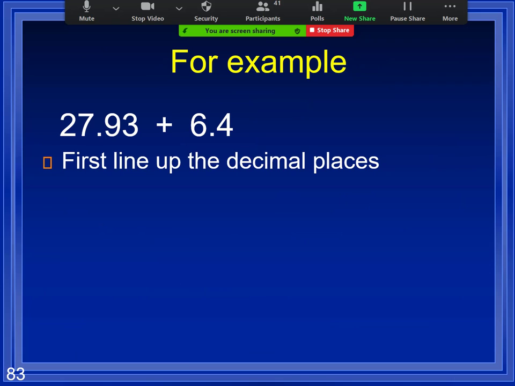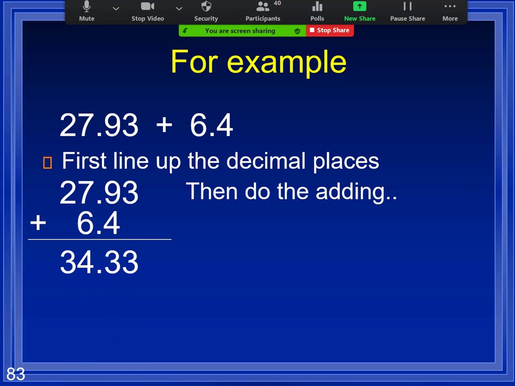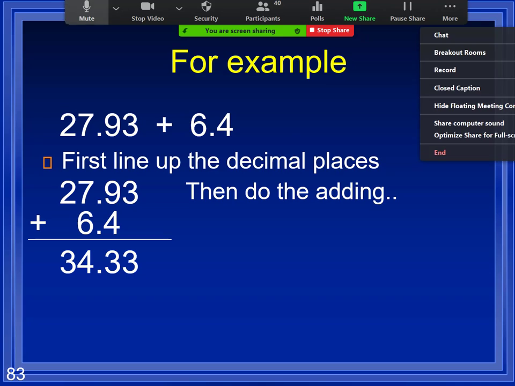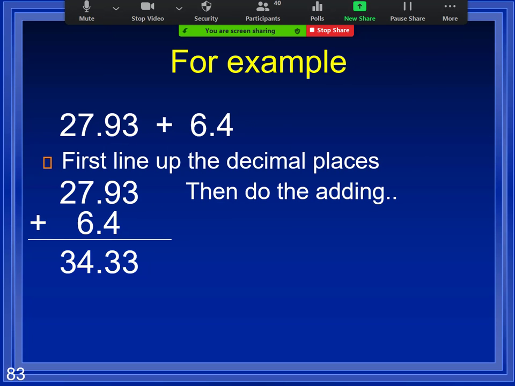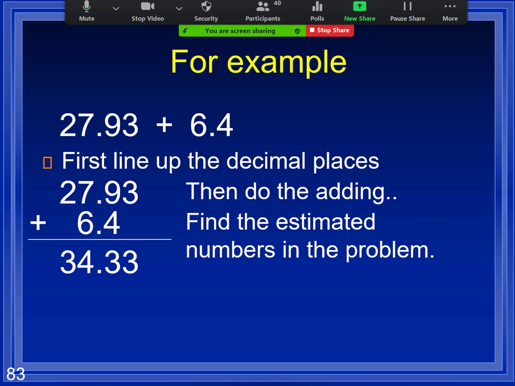Okay? Like all addition problems, the first thing you have to do before you can add these numbers is line up the decimal points. And then your calculator will add them. Okay. And now we need to start thinking about sig figs. So in that first number, we need to find the estimated number. Since everything's a sig fig, the estimated number is always the last sig fig. That's the 3. And in 6.4, it's the 4. So those are my estimated numbers.